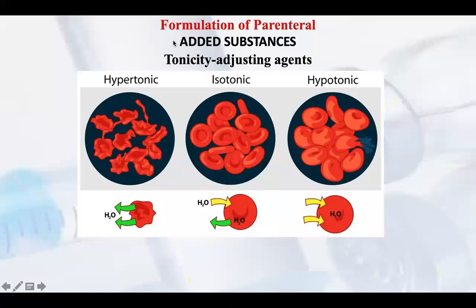Now you can see here what happens to the RBC when a hypertonic solution is added and when a hypotonic solution is added. In both, the water balance changes. In the isotonic case, you can see these are the normal RBCs. Hypertonic and hypotonic solutions cannot be used, so only isotonic solutions are added.